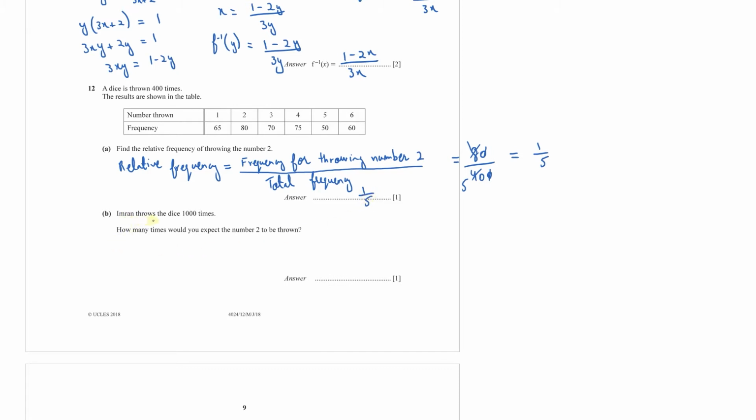So part B is Imran throws the dice 1000 times. How many times would you expect the number 2 to be thrown? So out of 400 times, we expected 80, which was 1 by 5. So out of 1000 would be 1 by 5 into 1000. So 1/5 of the time you get the number 2 whenever you throw the dice. So 1/5 of 1000 would be 5 times 1, and 5 times 2 is 10, and then the two zeros, so you get 200. So if you throw the dice 1000 times, you can expect to get the number 2 200 times. This is 200.